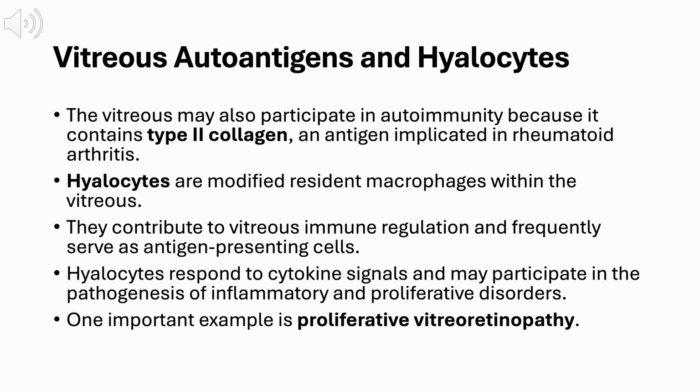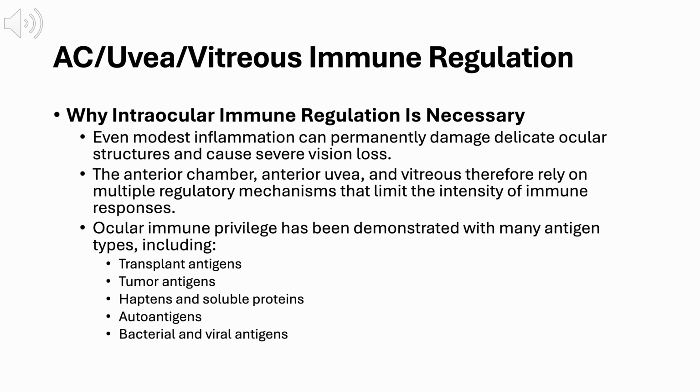Now let's step back and ask why intraocular immune regulation has to be so tight. Before we detail ACAID, it's worth pausing on why the eye invests so heavily in immune regulation. The stakes explain the whole design. The core reason is fragility. Even modest inflammation can permanently damage the eye's delicate structures and cause severe, irreversible vision loss.